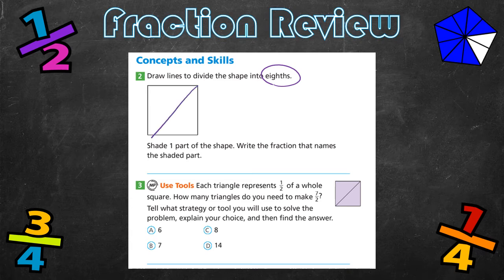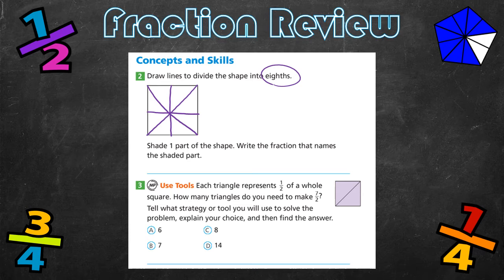Let's start with a straight diagonal line. Okay, any of those show eighths. Boys and girls, this works on a square. It would not work on a rectangle. Your parts would not be equal.